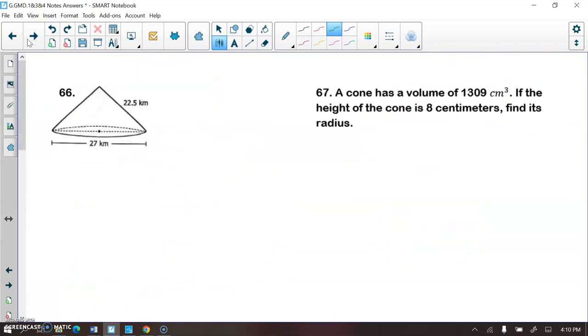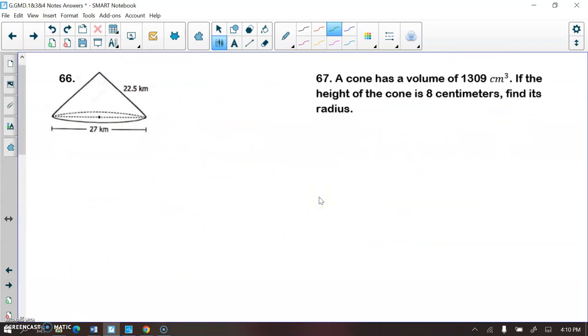All right, moving on to the next page. I have another cone. So 27 divided by 2 gives me that the radius is 13.5. I need to find the height of this cone, so I'm going to do the Pythagorean theorem. h squared plus 13.5 squared is equal to 22.5 squared. I do 22.5 squared minus 13.5 squared. I get h squared is equal to 324. Taking the square root of both sides, I wind up with h is 18.